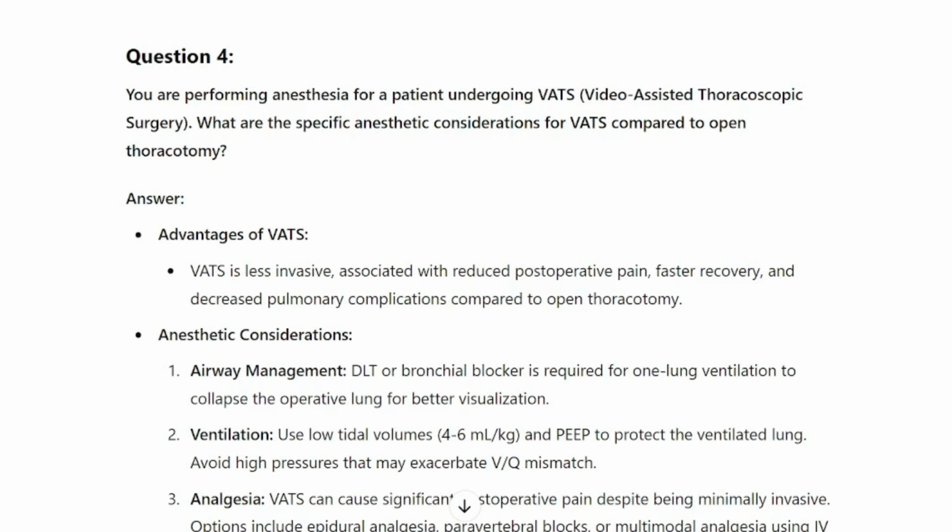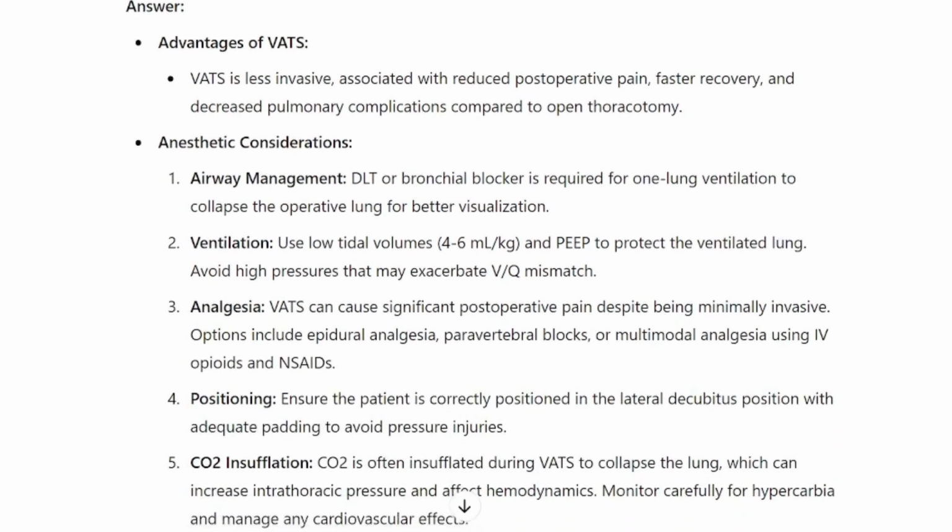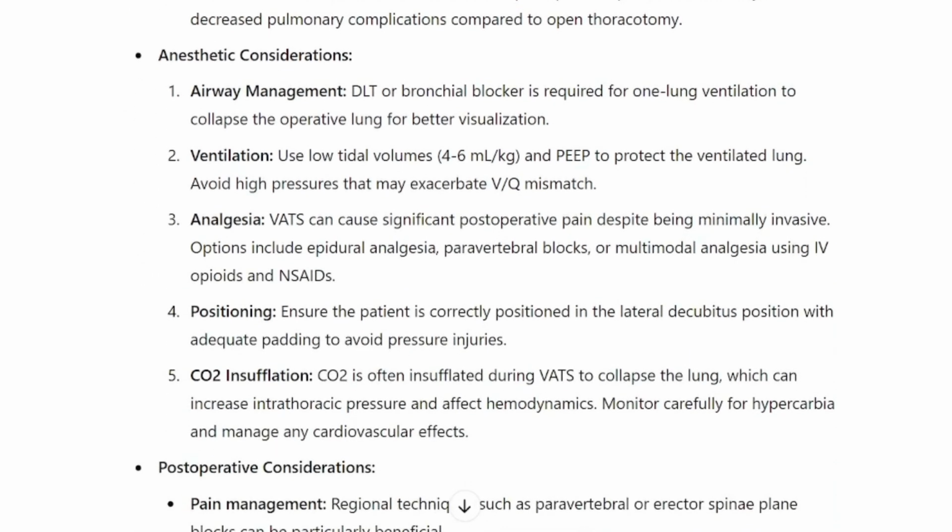1. Airway management. A DLT or bronchial blocker is required for one-lung ventilation to collapse the operative lung for better visualization. 2. Ventilation. Use low tidal volumes, 4 to 6 milliliters per kilogram, and PEEP to protect the ventilated lung. Avoid high pressures that may exacerbate VQ mismatch. 3. Analgesia. VATS can cause significant postoperative pain despite being minimally invasive. Options include epidural analgesia, paravertebral blocks, or multimodal analgesia using IV opioids and NSAIDs.